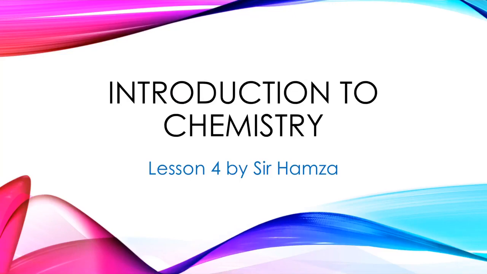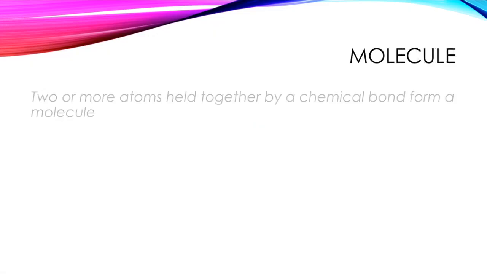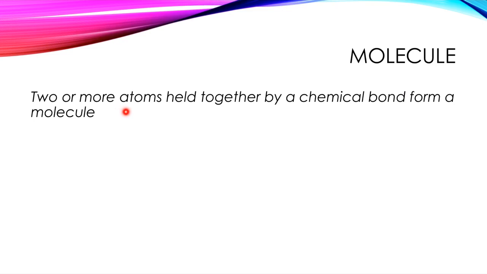4 of Introduction to Chemistry. In this lesson, we are going to look at SLO 1.2.3, which is define molecule, ion, and molecular ion. What is a molecule? Whenever two or more atoms are held together by a chemical bond, the particle that forms is called a molecule. Okay, what do you mean by this?